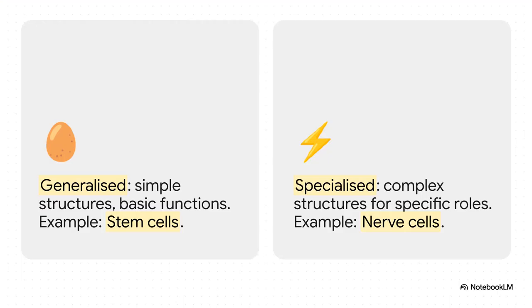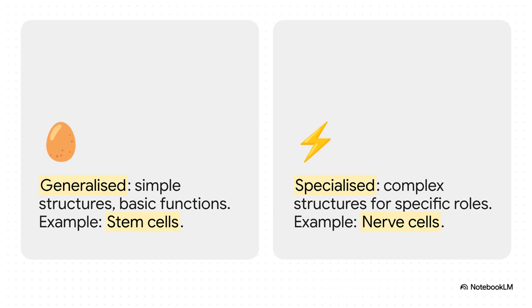Blank slates. To really understand stem cells, we first have to look at the difference between generalized and specialized cells. Most cells in your body right now are specialized. They have complex structures and highly fixed jobs, like a nerve cell carrying signals or a muscle cell contracting. They can't just up and change careers.